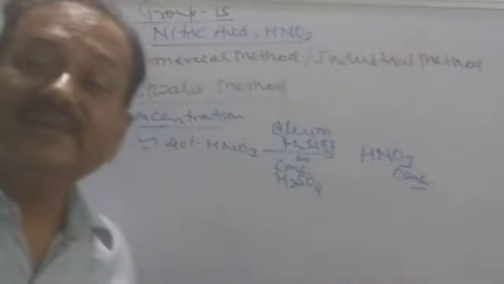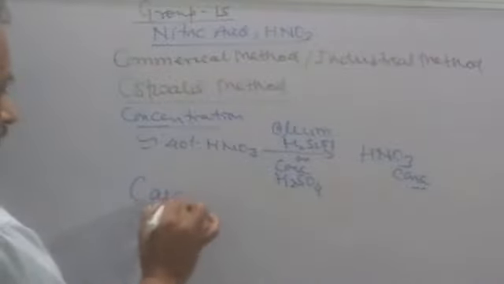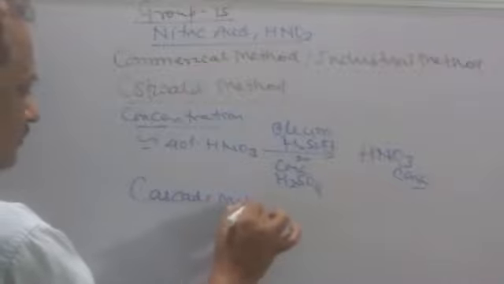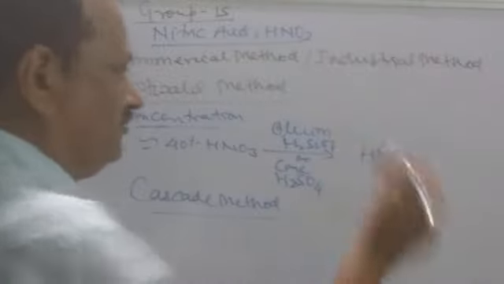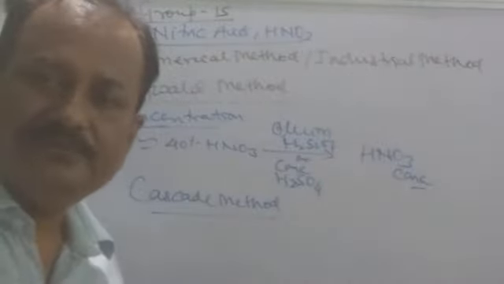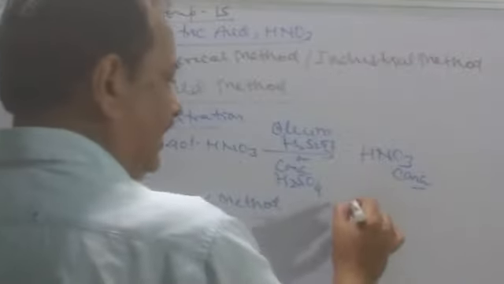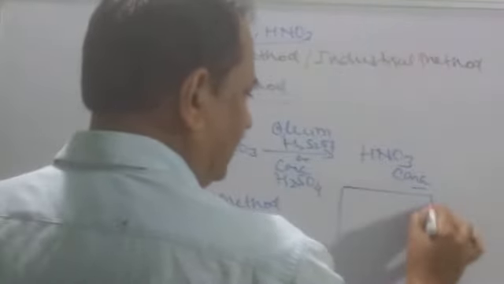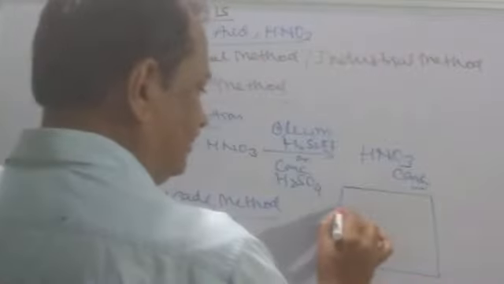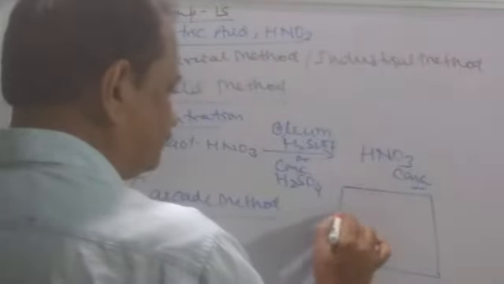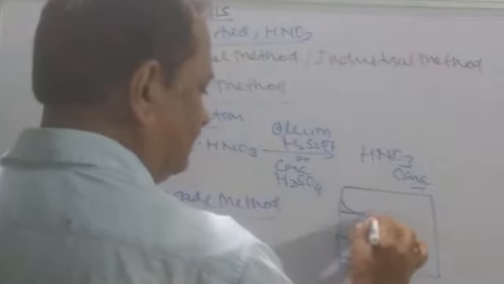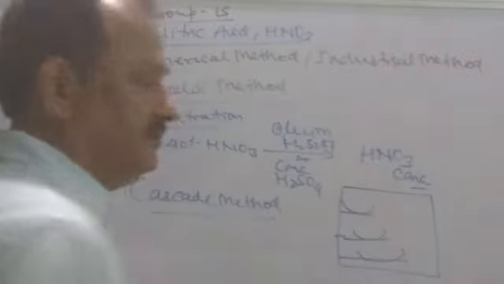So there are different methods. Actually there is the cascade method, and the cascade method has a lot of vessels. It is a special type of chamber, and suppose in the chamber there are some steps like this, and here there are vessels.